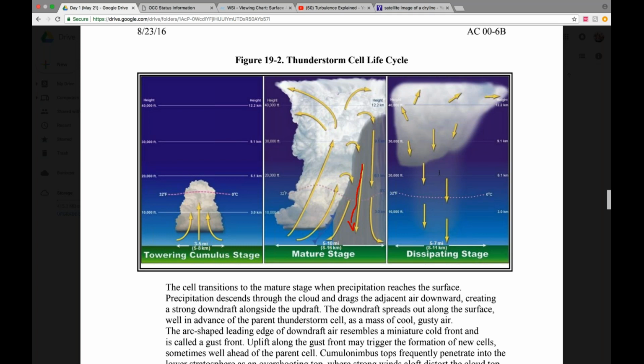What we see happen in this dissipating stage is the clouds stop the convection going up, and we just see the cloud start dissipating, right? So what's happening is it's just dumping out all the water that just occurred.